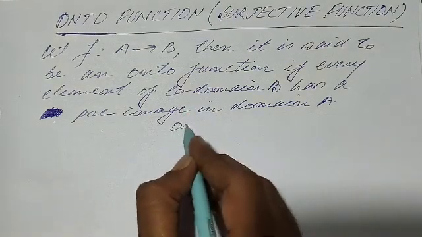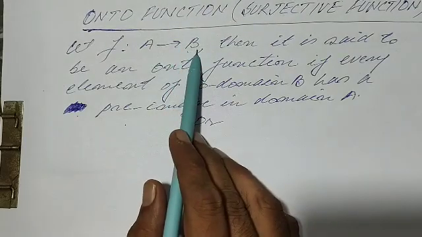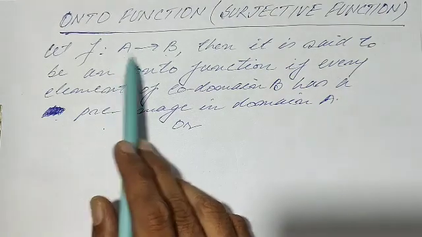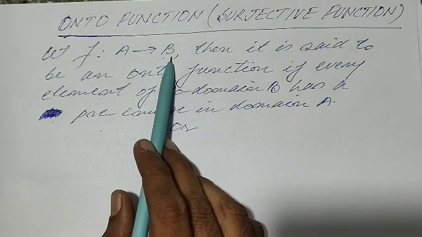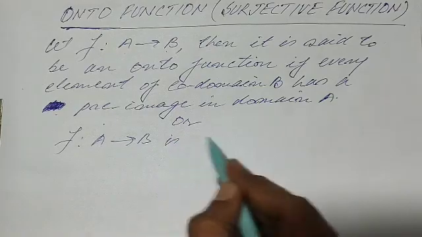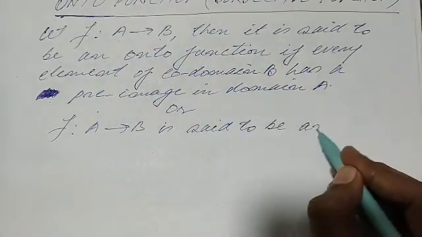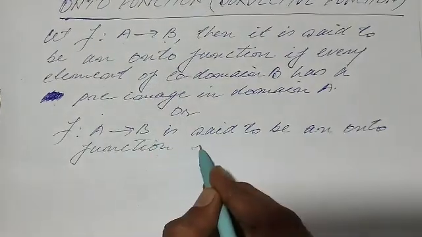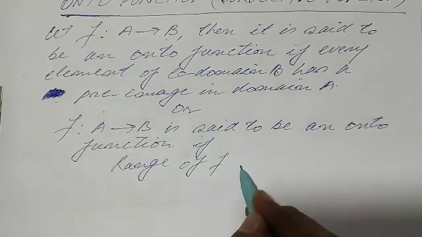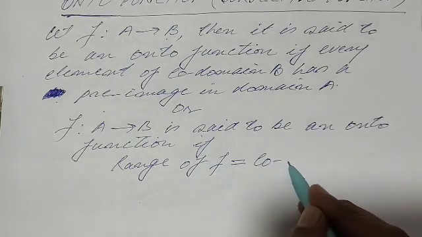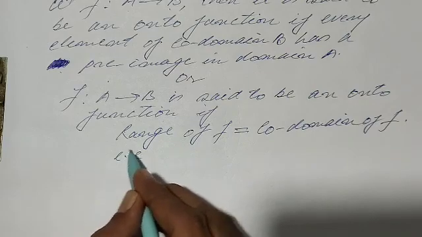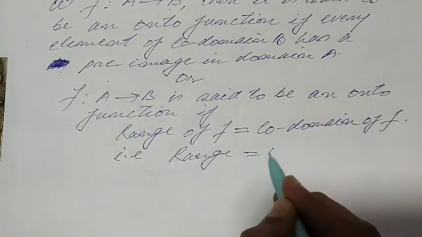In other words, if each and every element of codomain B has a pre-image in domain A, that means the range of the function must be equal to codomain. F from A to B is said to be an onto function if range of F is exactly equal to codomain of F. That is, range is equal to B.